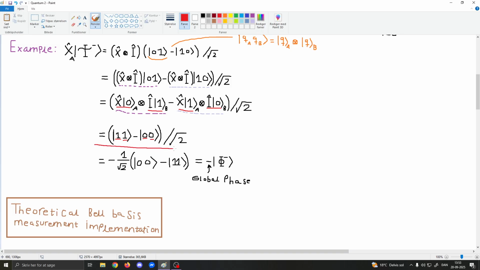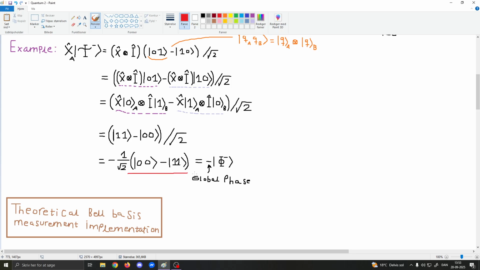Now, this state we see right here is something we recognize, almost. Notice how there's a negative sign here and no negative sign outside. Well, what if we just pull out this negative sign, so flip it on the entire thing? We can express it as negative multiplied by this state.